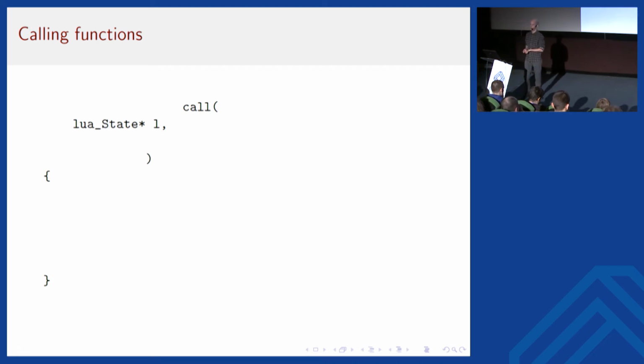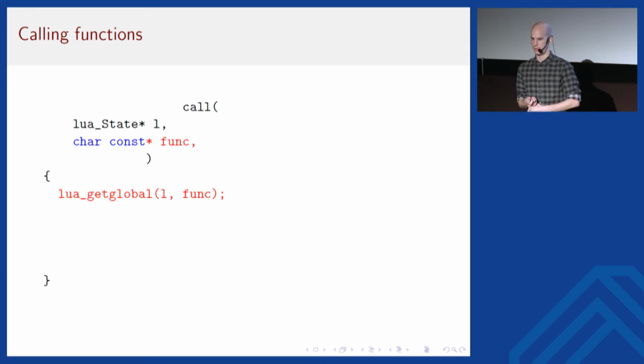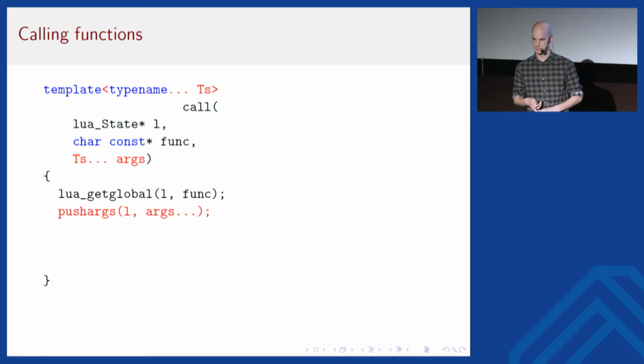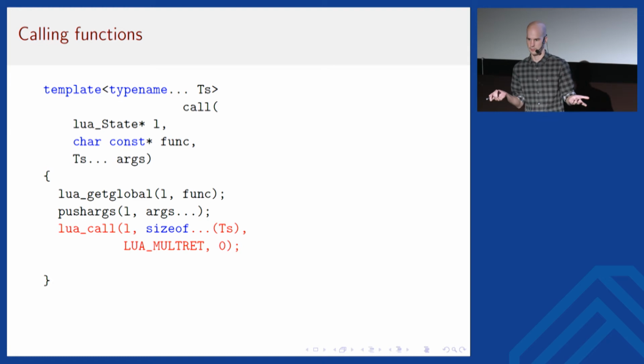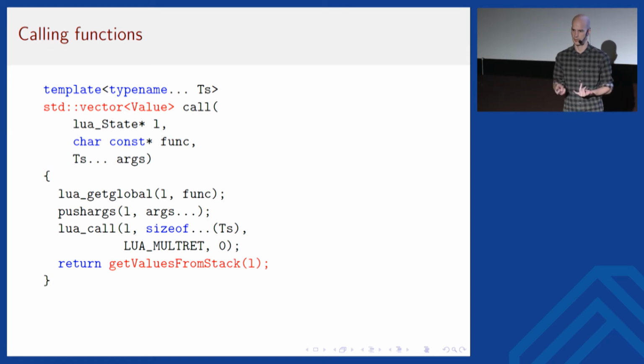Okay, so now we are actually ready to call a Lua function. As I said, we need the Lua state for everything. We can get a function by name, and get global will put it on the Lua stack. Then we can push all of the arguments to the function call using our pushargs function that we wrote earlier. Then we perform the call. And then we actually have to inspect the Lua stack for the return values.